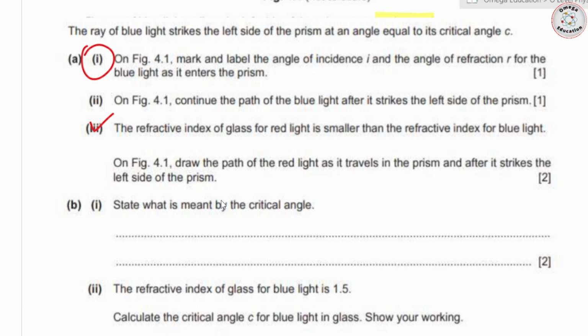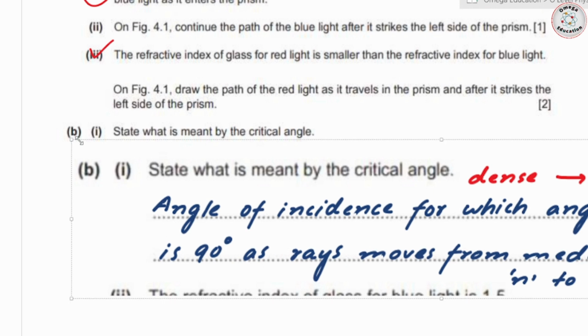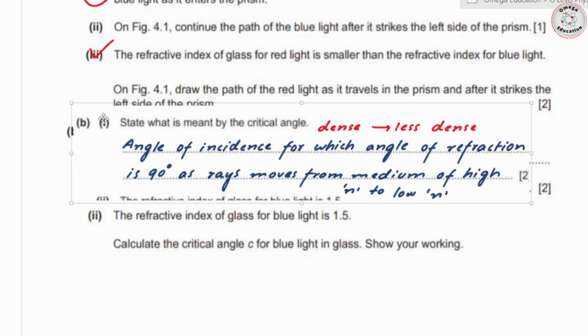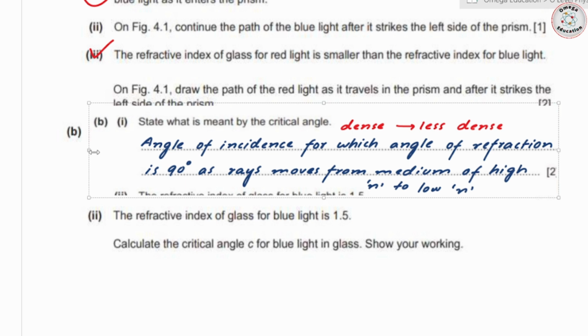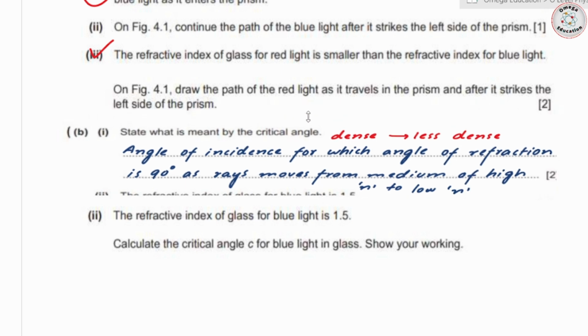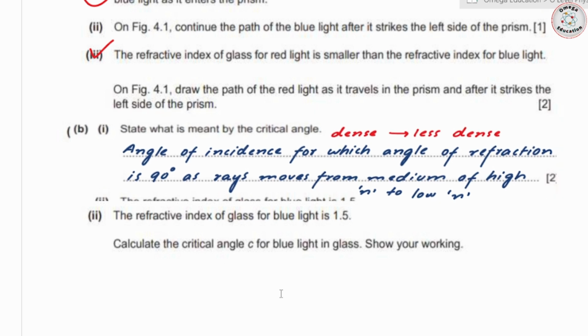So for critical angle, we define it as the angle of incidence for which the angle of refraction is 90 degrees. And the ray should be moving from dense medium to less dense medium. So that'll be written as, let me just paste it over here. Alright, so here it is. Critical angle, angle of incidence for which the angle of refraction is 90, and then you can simply write when the wave moves from dense medium to less dense medium.